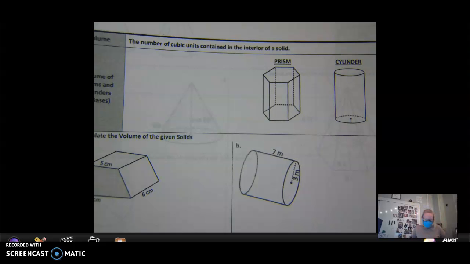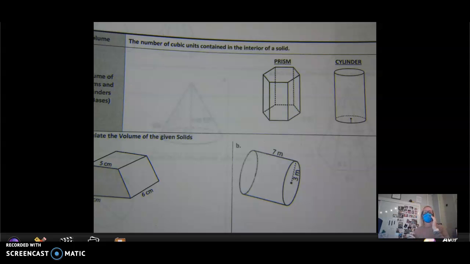Okay, so in 9.5, we talked about surface area of different three-dimensional figures. There's a lot of information in this unit, isn't there, guys? I know, I'm sorry. Today we're going to talk about finding volume. I find that volume's a little bit easier than surface area.